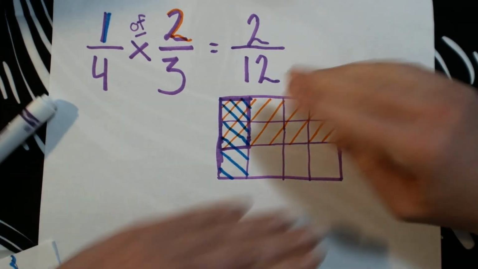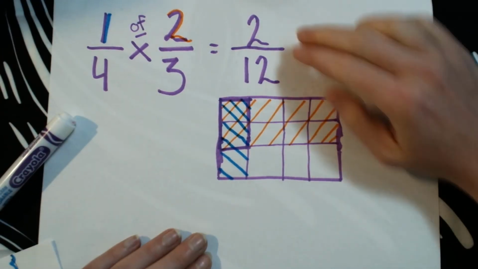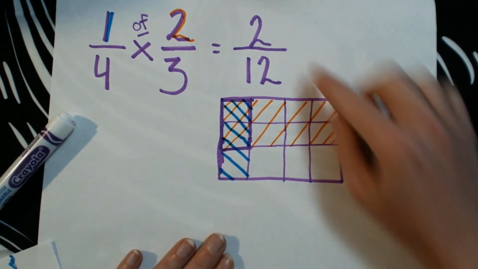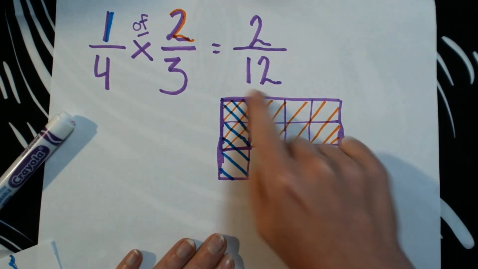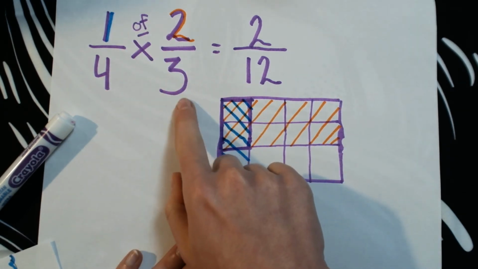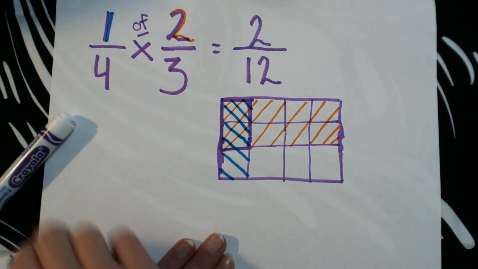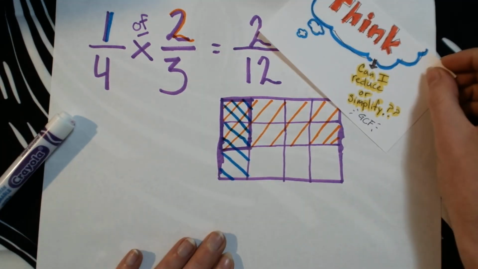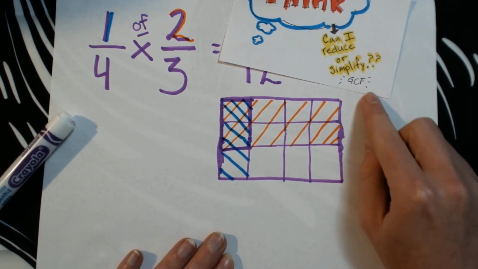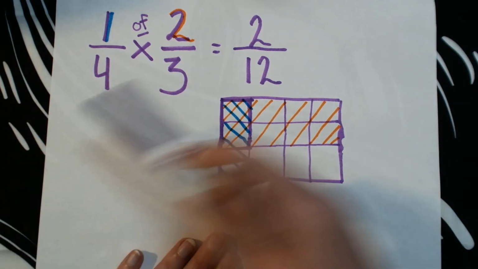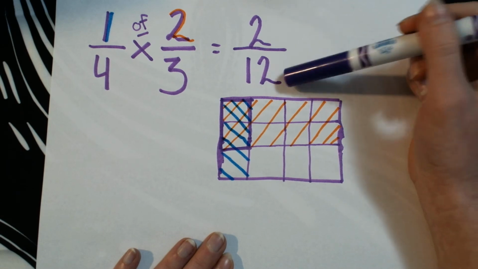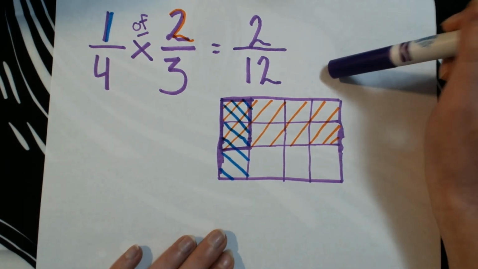2/3 is bigger than 2/12. 1/4 is bigger than 2/12, but this is the product of when you multiply something smaller than 1 whole by something else smaller than 1 whole. Now, we're not done yet. We need to think, can I reduce or simplify? And to do that, we find the GCF, the greatest common factor. I have to look at my fraction, and if I can find a common factor for these two parts, then I need to reduce and simplify.